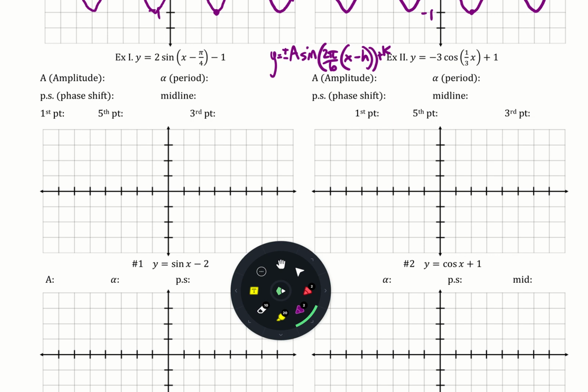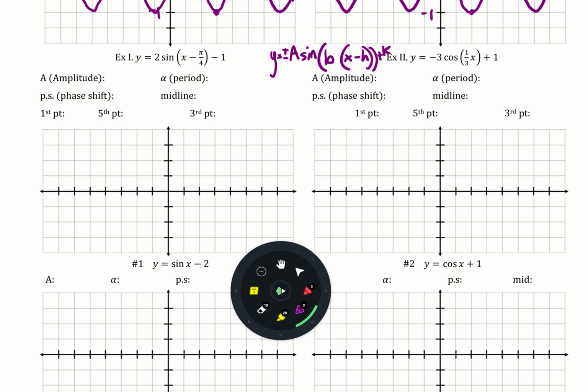Oh, I'm sorry. That shouldn't be 2 pi over b. I could edit this video, but I'm not going to. Just erase the 2 pi over b part. The 2 pi over b is the period. We'll get there in a second. I was jumping ahead. So it's just b times x minus h plus k. Go ahead and erase that. Fix that mistake. Sorry about that. We'll get to the 2 pi over b part soon.